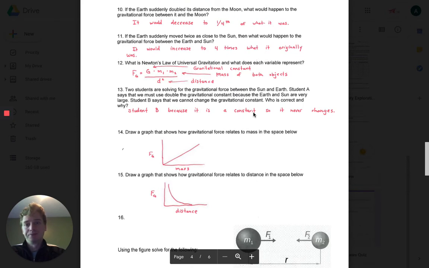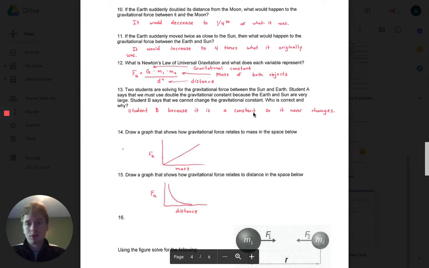Number 10, if the Earth suddenly doubled its distance, so in other words, it's increasing the distance from, let's say, 2 to 4, what would happen to the gravitational force between it and the moon? It would decrease. I think we all know it decreases, but it doesn't go down to half of what it originally was. It goes down to a fourth of what it originally was. So, for example, if the force between the Earth and the moon was 40 newtons, it would go down to 10 newtons, not 20.